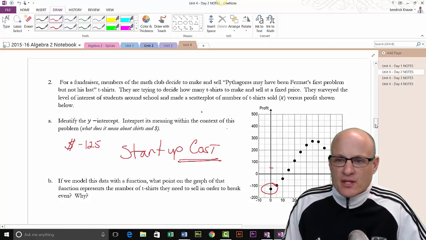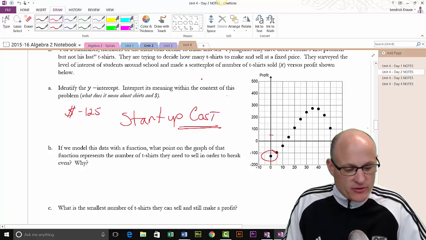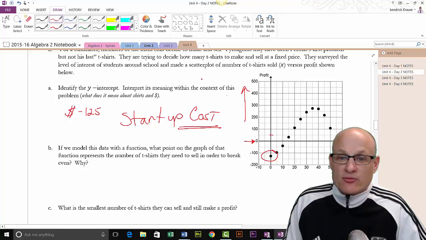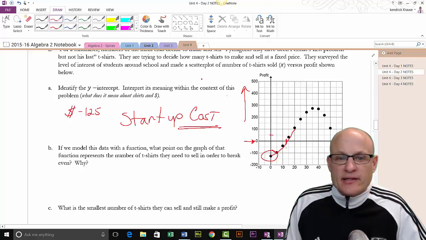What's the next question? I'm going to leave this up here while I try to answer these questions. If we model this data with a function, what point on the graph represents the break-even? Now, break-even means we've made no money. Remember, this is my profit here. So at this point right here, I've made no money. If I draw this in here, if I sell approximately this many, right here's my break-even point.